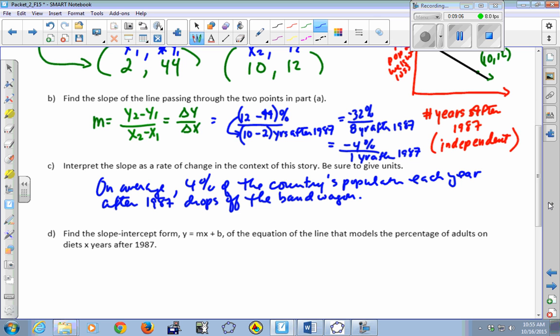Someone else want to maybe do it a little differently? What Josh said is fine. I would understand what the negative 4 divided by 1 would mean in the context of this problem, the story. Someone else? Since Alex isn't going to yell at me for calling it a story. Yeah, go ahead.